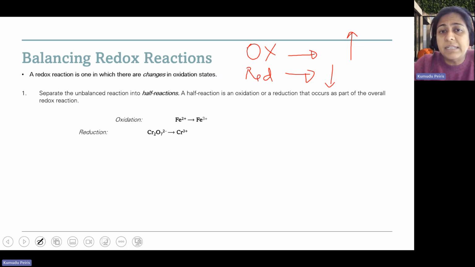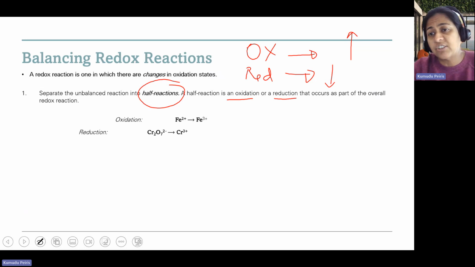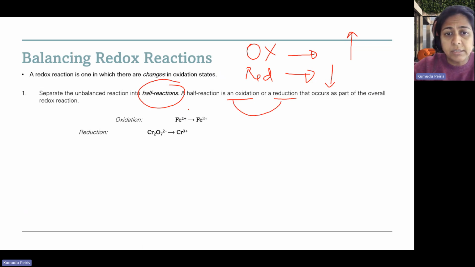So when we are balancing a chemical reaction, the first thing we should do is identify the two half reactions. One half reaction is the oxidation and the other half reaction is the reduction. So the redox reaction is a combination of this oxidation and the reduction.